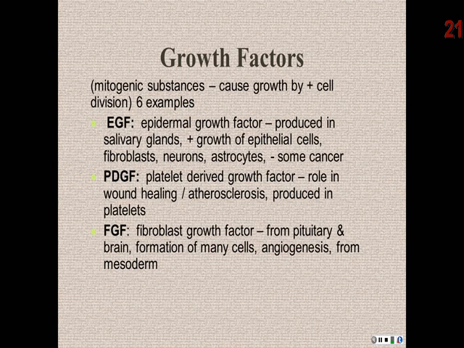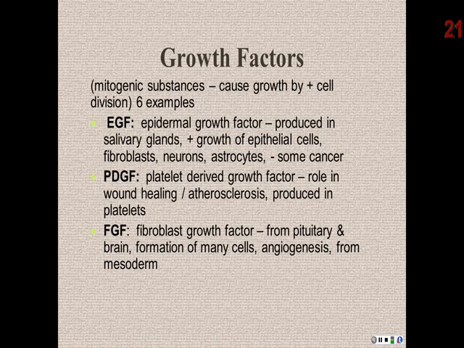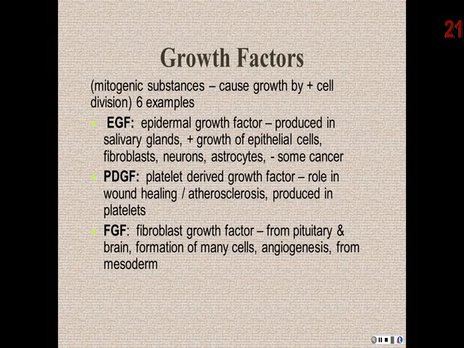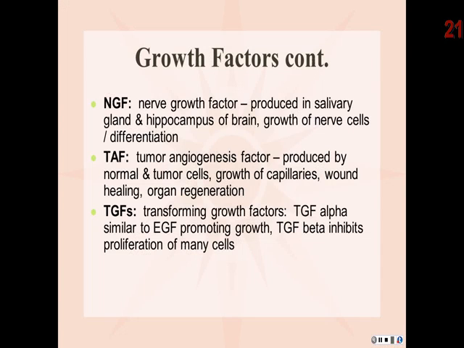The fibroblast growth factor comes from the pituitary in the brain and stimulates the formation of many types of cells, angiogenesis, and tissues from the mesoderm origin. Nerve growth factor is produced in the salivary glands and hippocampus of the brain and promotes the growth and differentiation of nerve cells. Tumor angiogenesis factor is produced by both normal and tumor cells and stimulates the growth of capillaries, wound healing, and organ regeneration.